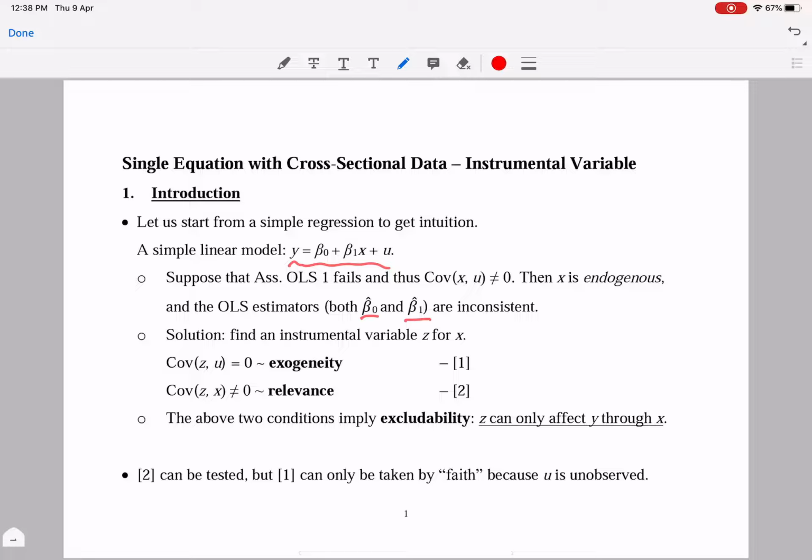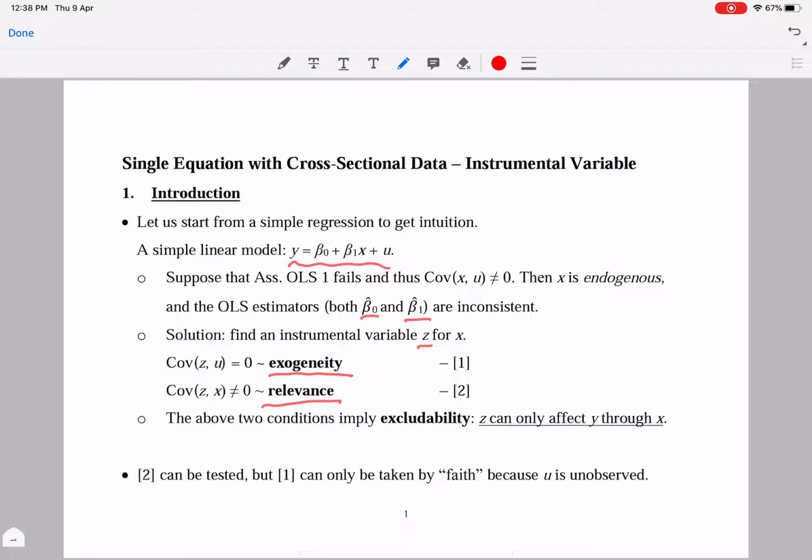So one solution we learned in undergrad is we can find an instrumental variable, z. And z needs to meet two conditions. The first one is it's uncorrelated with the error term, that's exogeneity. And also, z needs to be correlated with x, that's what we call relevance. The two conditions imply excludability, which means z can only affect y through x.